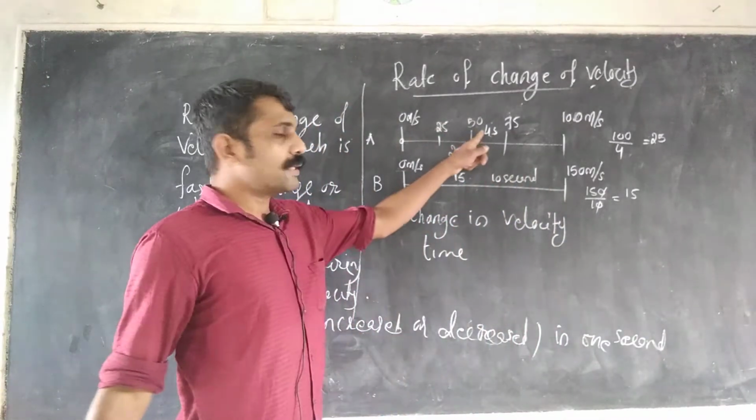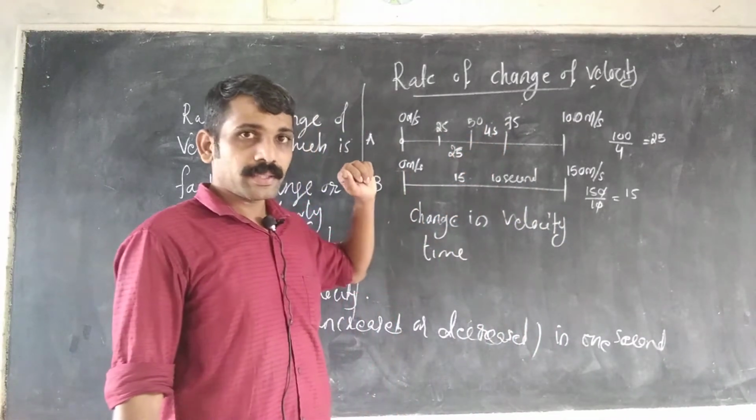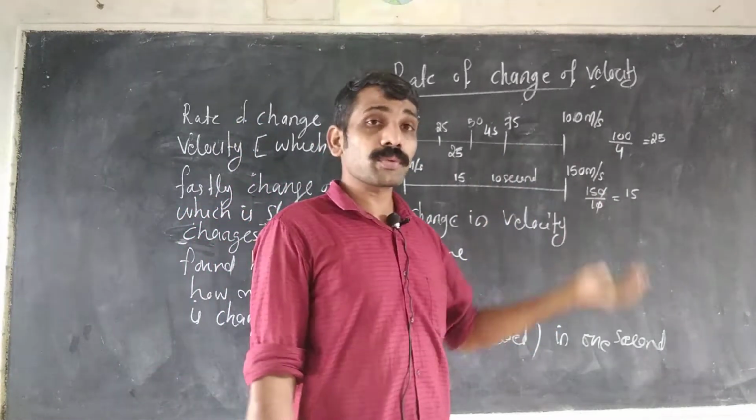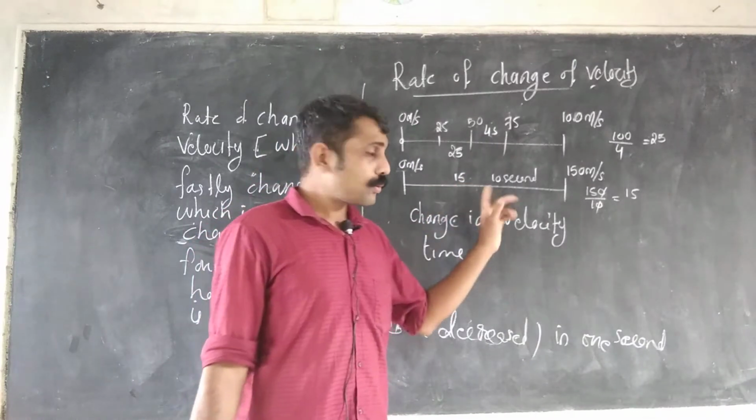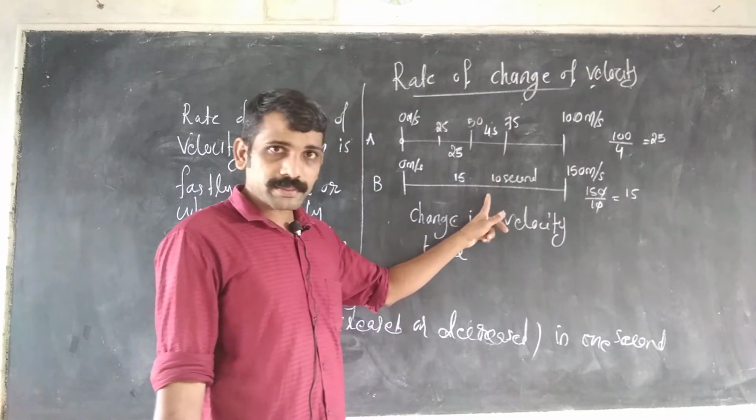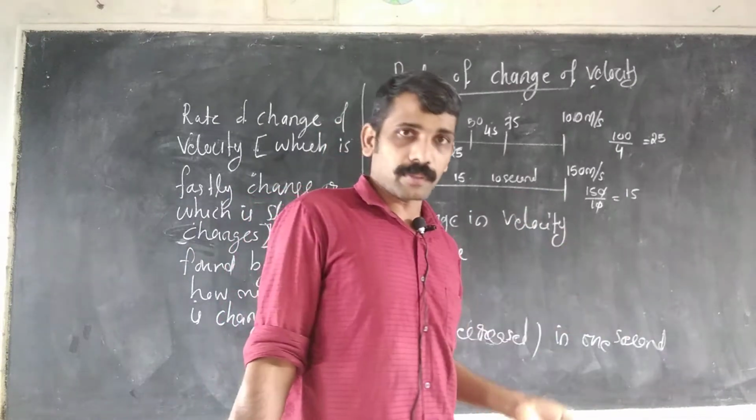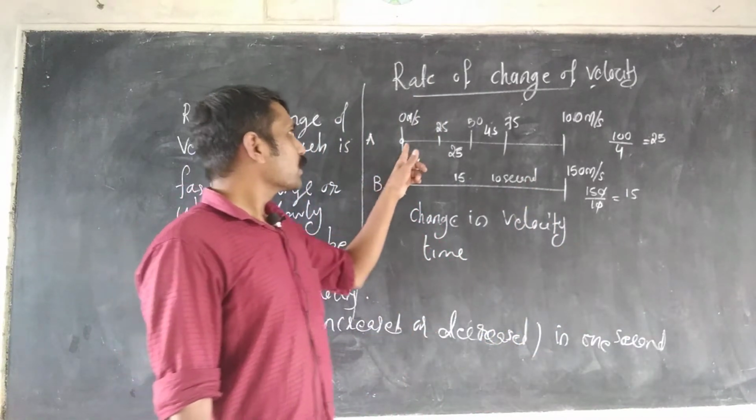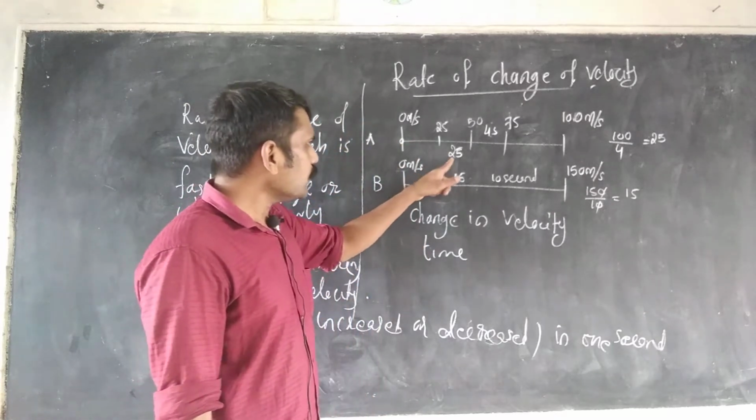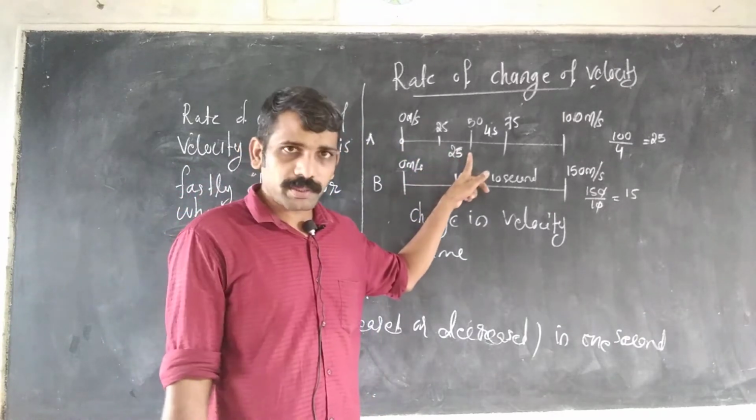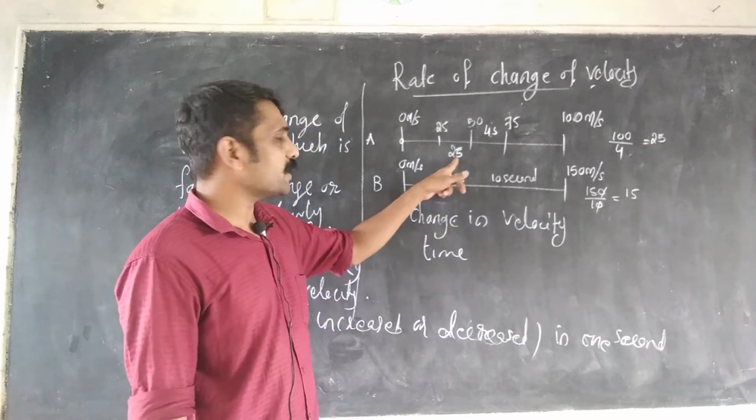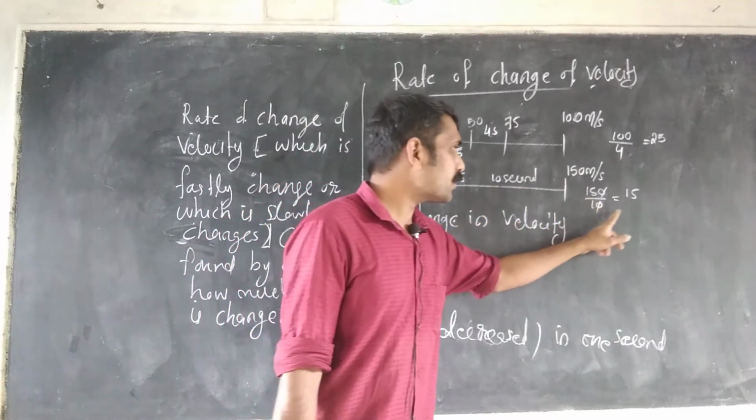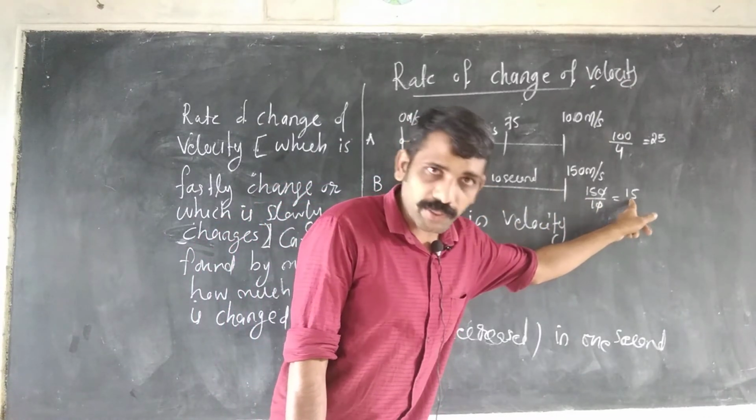So, by converting 4 seconds into 1 second, we can easily find which changes fast and which changes slowly. By converting 10 seconds into 1 second, we can easily find which changes fast and which changes slowly. So here, in the case of object A, in 1 second velocity increases to 25. For object B, in 1 second velocity changes to 15.